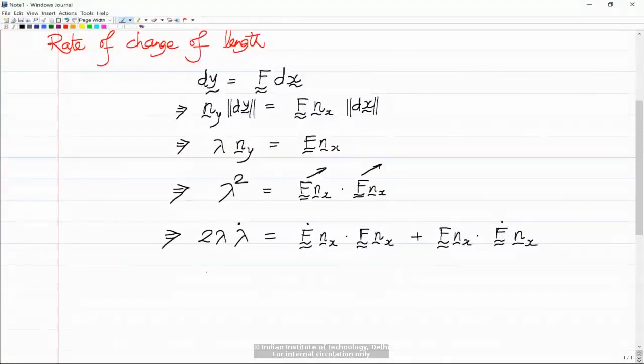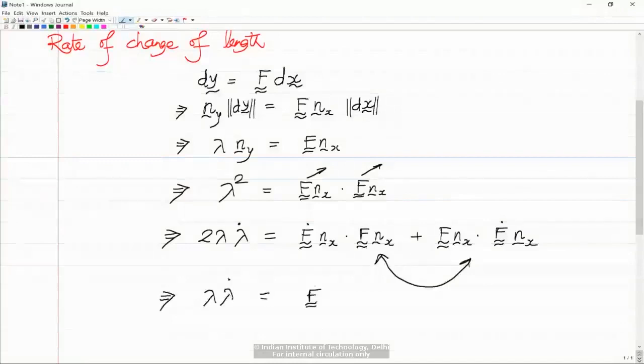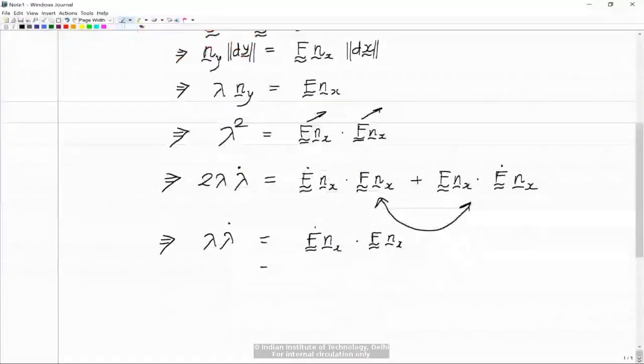Having gotten this, you can see that these two are the same thing, isn't it? A dot b is the same as b dot a, and then you have a 2 on the left hand side, so you can write it as lambda lambda dot equal to F dot nx dot with F of nx. Now let's do a trick here. I'm going to insert F inverse here and also multiply with F. You can always do that. And then we have this nx, and this quantity is then dotted with F nx.